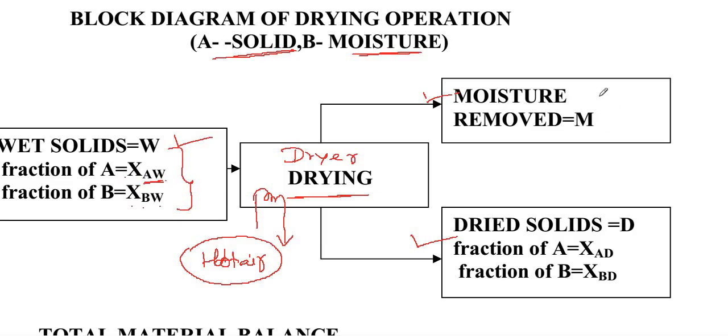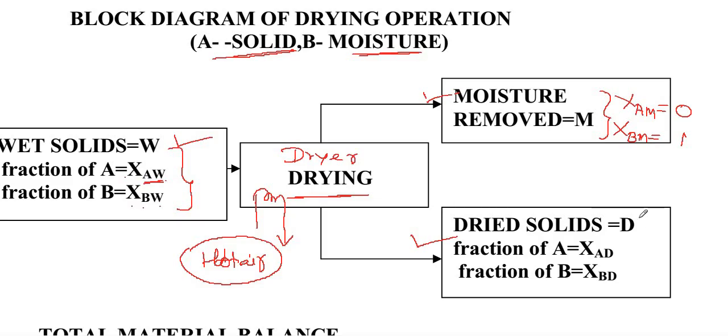Now coming to the moisture removed. Coming to the top product here, moisture removed. Definitely here there will not be solid, only moisture will be there, and therefore the fraction of solid in moisture will be 0. Remaining all will be moisture, so the fraction of moisture in this moisture removed will be 100%, that is 1. So that means in the moisture removed, all moisture will be there, no solids.